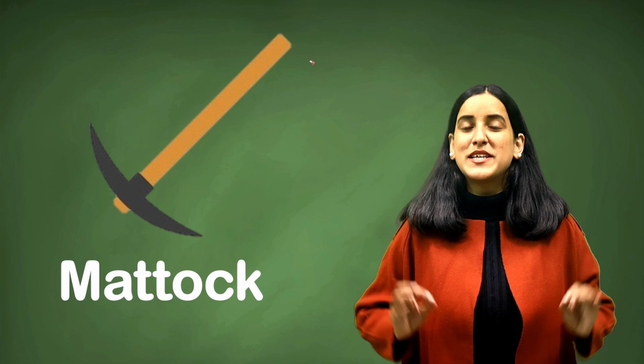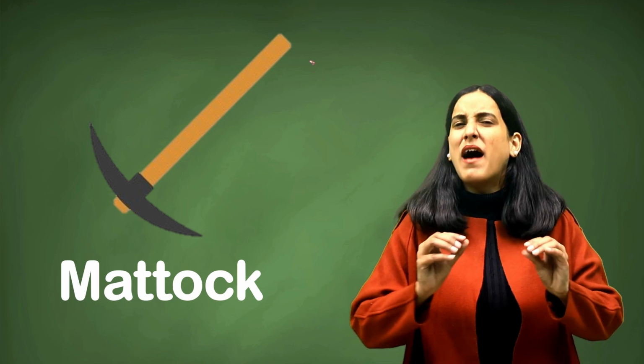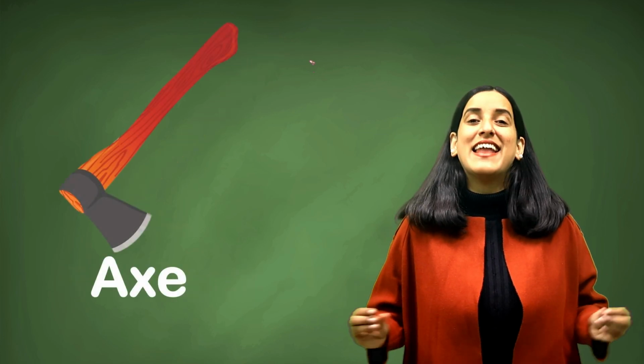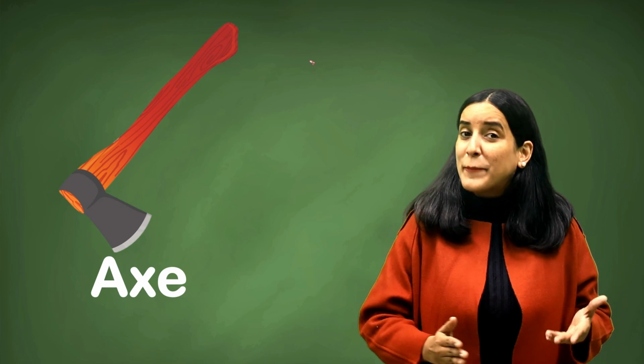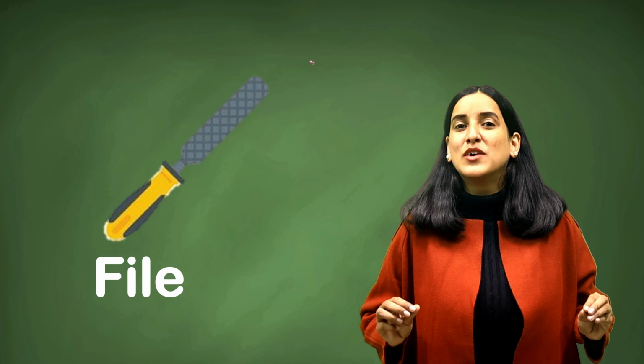Now, this one is called mattock. Mattock, it is used for digging and breaking up hard soil and hard rocks. Yes, it is an axe, which is used for chopping wood and chopping other materials. Yes, it is a filer, which is used for smoothing and sharpening the edges.